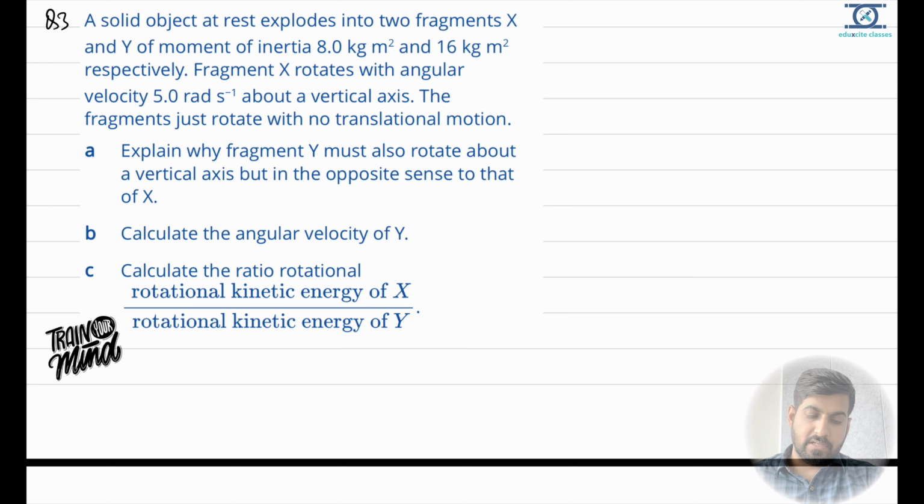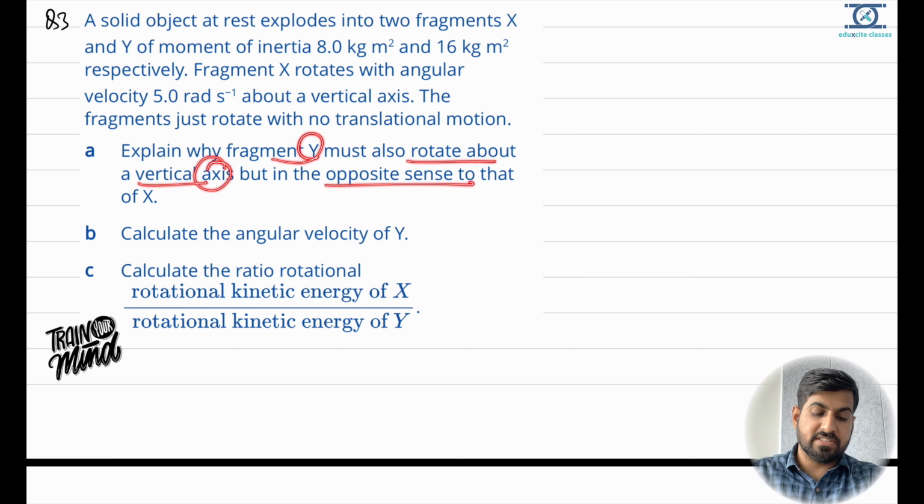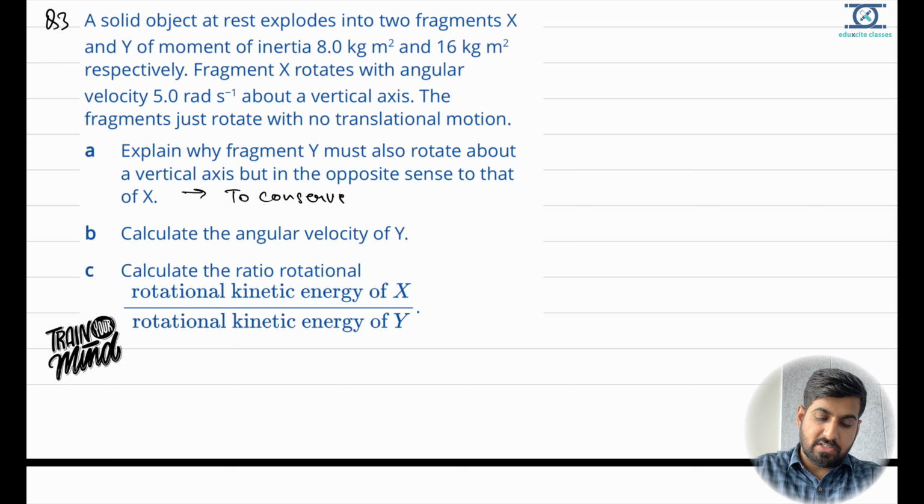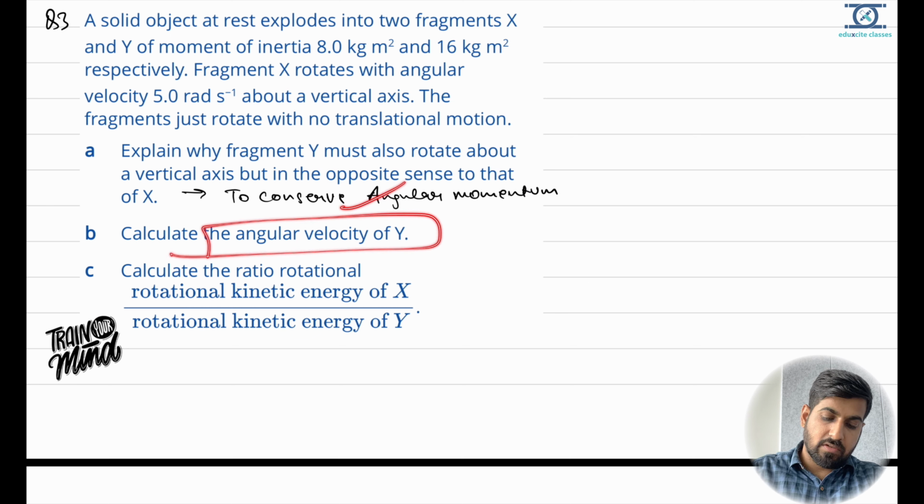Okay, so here fragment y must also rotate about a vertical axis, but in the opposite sense to that of x. So we know that this has to be done in order to conserve the angular momentum, because angular momentum has to be conserved. So to conserve angular momentum, they have to spin in opposite directions. Okay, calculate the angular velocity of y.